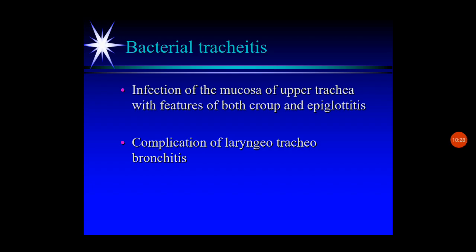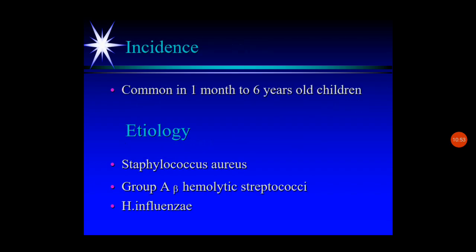So when this is complicated and it is infected, then it is known as bacterial tracheitis. So infection of the mucosa of the upper trachea with features of both croup and epiglottitis. So it is a complicated form of acute laryngotracheitis and other conditions, epiglottitis. So it is a complication of laryngotracheobronchitis. So there is a superadded infection occurring.